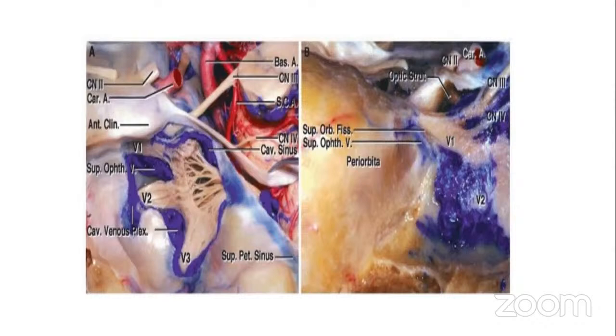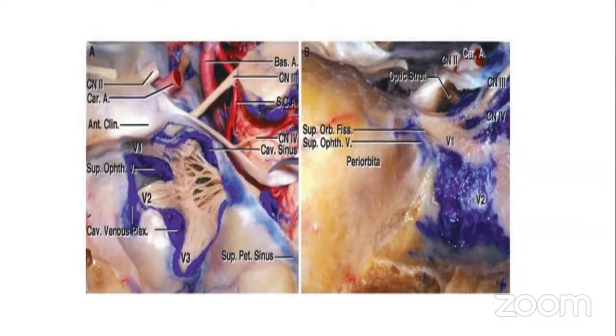The superior ophthalmic vein can be seen through the periorbita, as shown here. It exits the muscle cone to pass along the lateral margin of the superior orbital fissure and below the ophthalmic nerve to enter the anterior part of the cavernous sinus. So here you can see the superior ophthalmic vein which passes on to the fissure and below the ophthalmic nerve to enter the anterior part of the cavernous sinus.